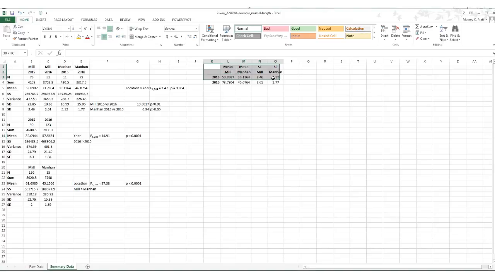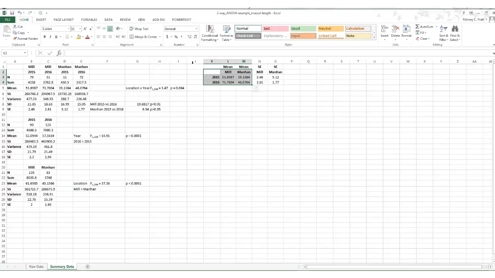I've already rearranged the data to make it easier to graph over here. So I've just taken my means and standard errors. So you can see that I've just moved the mean for the Mill River in 2015 and 2016, and the Manhan in 2015, 2016, and also the standard errors, just the ones from the cells of the interaction terms over here. And even though our interaction term was marginally not significantly different, I'm going to show the data for the interaction in my graph.